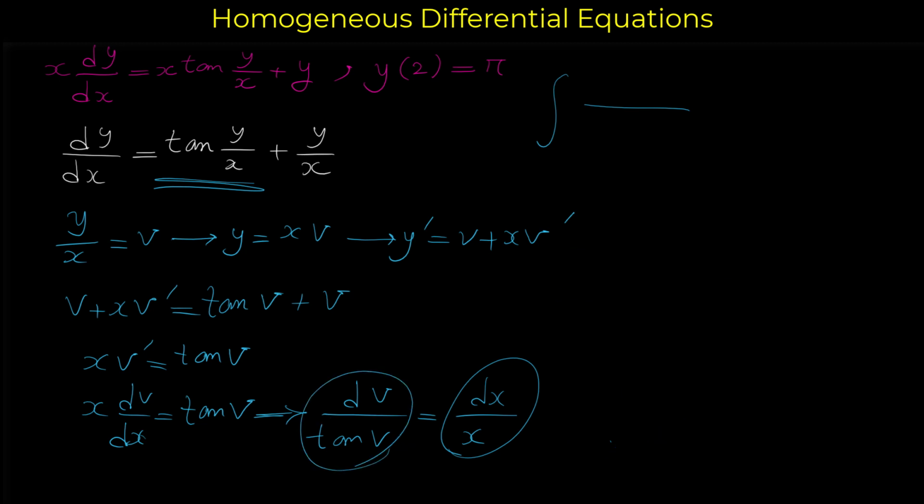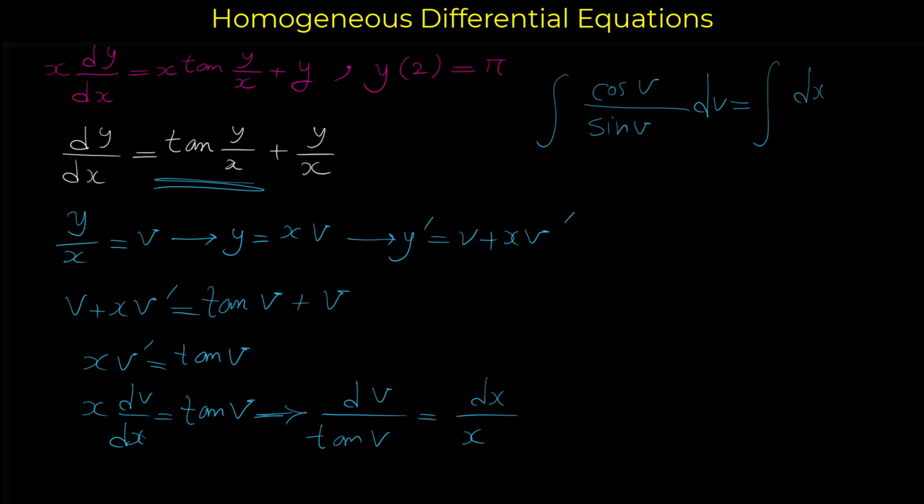For finding integral of this, we can say integral of dv over tangent of v is the same as integral of cosine of v over sine of v dv equals integral of dx over x. Integral of the right side of this equation is ln of x. Don't forget to add c. But what is integral of cosine over sine?